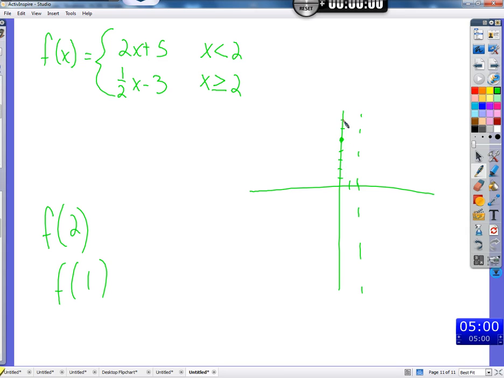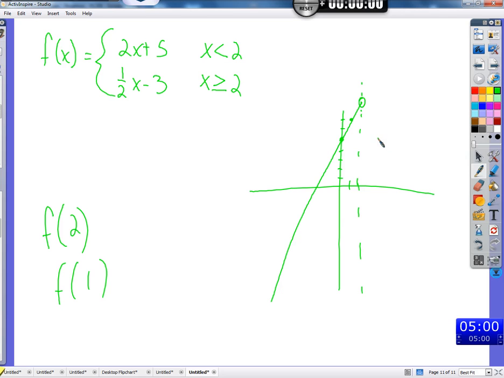And slope of 2, up 2 over 1. And we go like that. But then we get to 2. Are we supposed to use this graph or this function when x is 2? No. So how do I show that on the graph? An open circle.